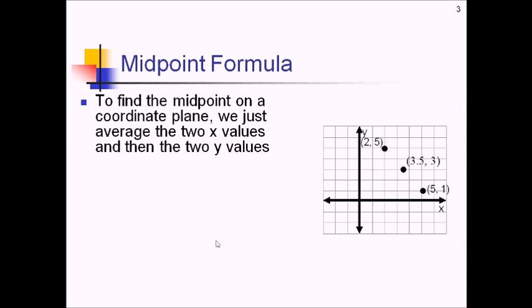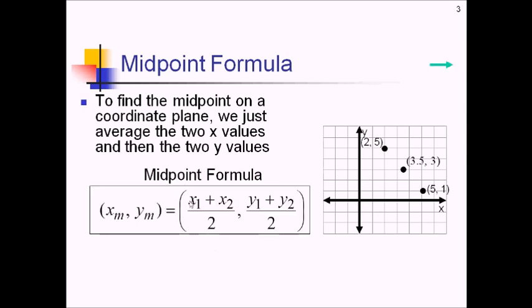So as a general formula then, if you have 2 points on a graph, you're just going to add the x's together, divide by 2, add the y's together, divide by 2. And these will give you the x and y value of your midpoint.